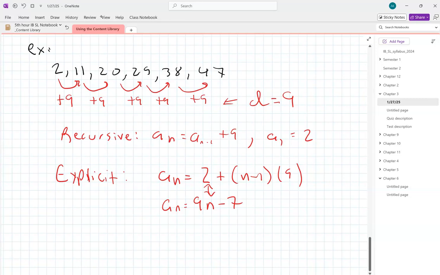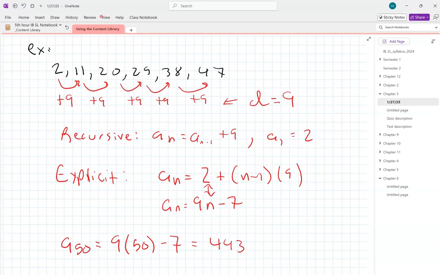If I wanted, say, the 50th term, though, which one would I want to use? The explicit or the recursive? Oh, the explicit. The explicit is our shortcut to go to if I'm looking for a big term number, that's what I'm looking for. So that's like 443 or something.